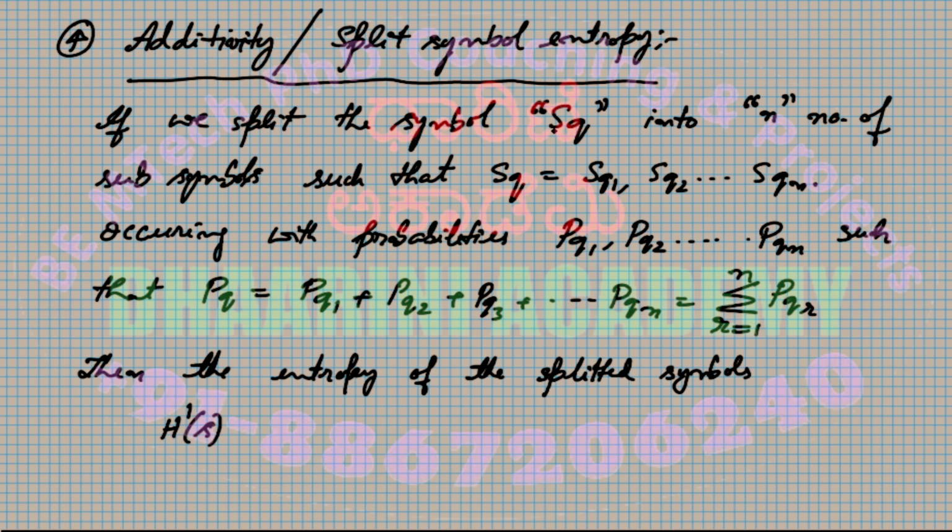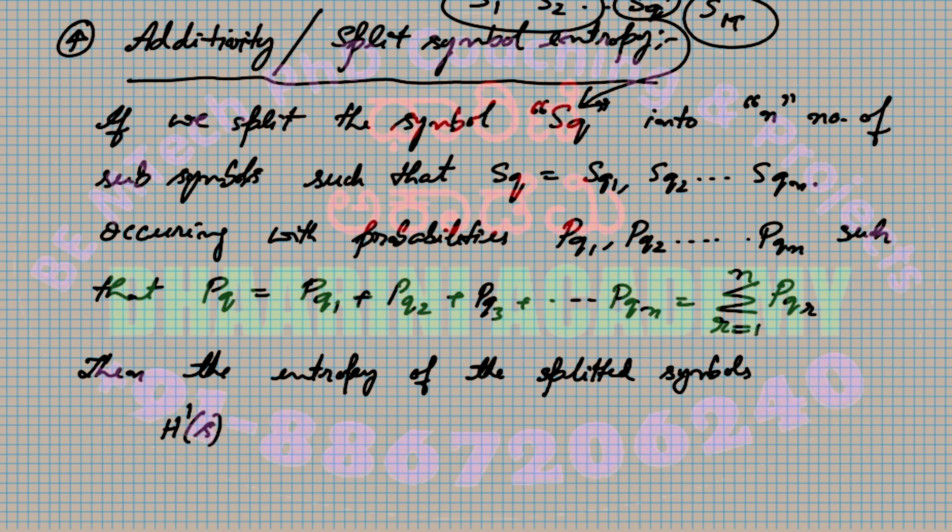Now the qth symbol, I'm splitting that. So assume like this, we had symbols like S1, S2, S3 up to maybe SM. In the middle, I had a symbol called SQ. This SQ is what I'm talking about here. One symbol I split, but the other symbols are as original. Still, we have not touched them, so they will be there. Is it okay?